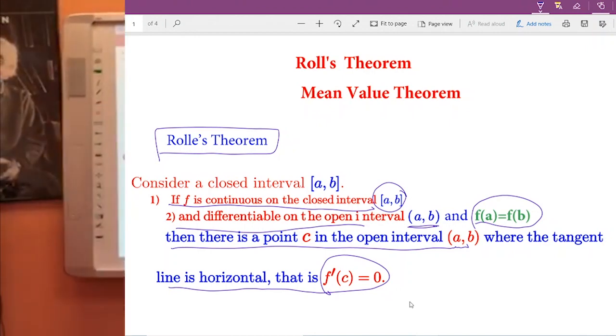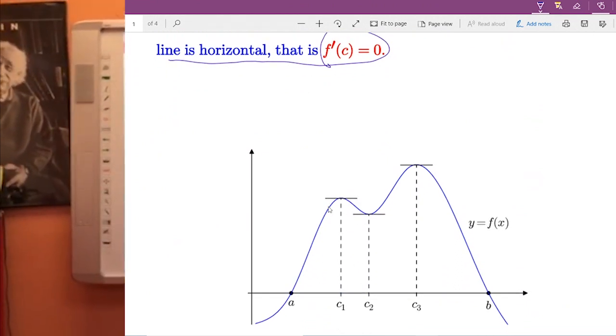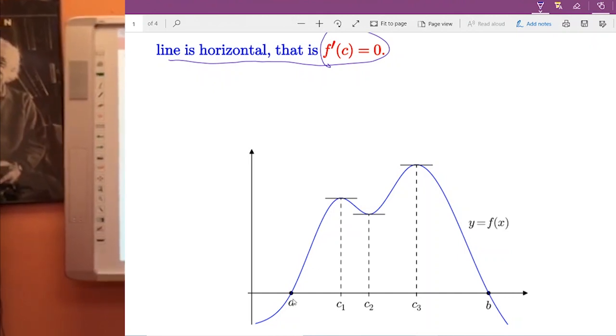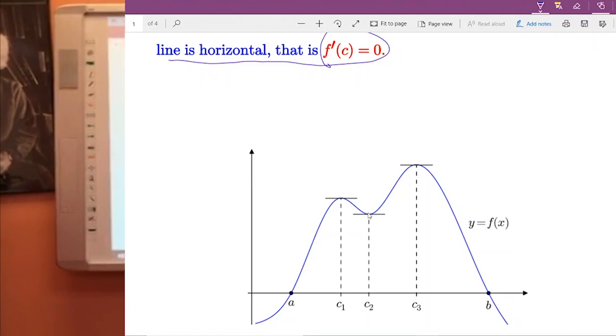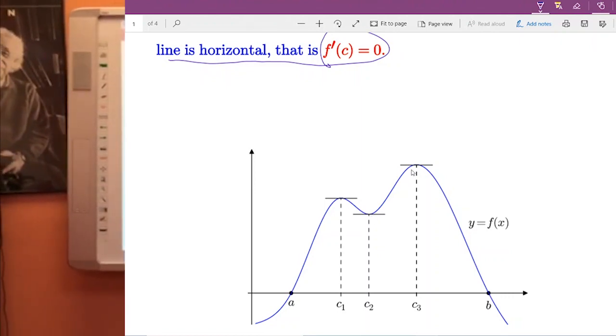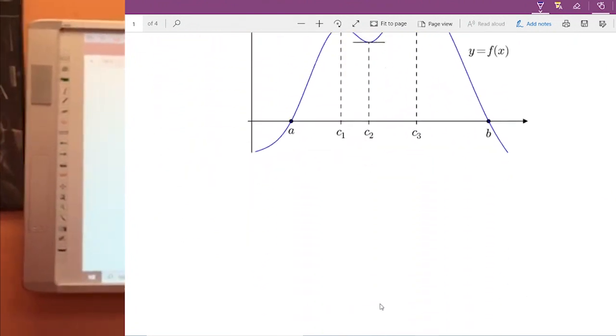Just to see the meaning of this, you see this here? The tangent line is horizontal between two values in this interval, right? And here horizontal, right? Then we have c here and c here. One, two, three c's for this function.